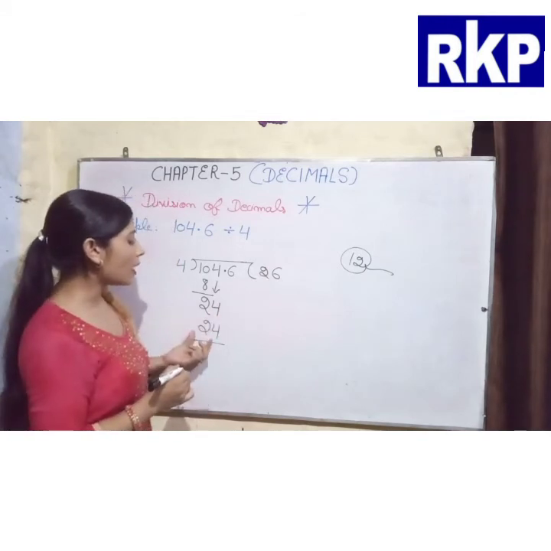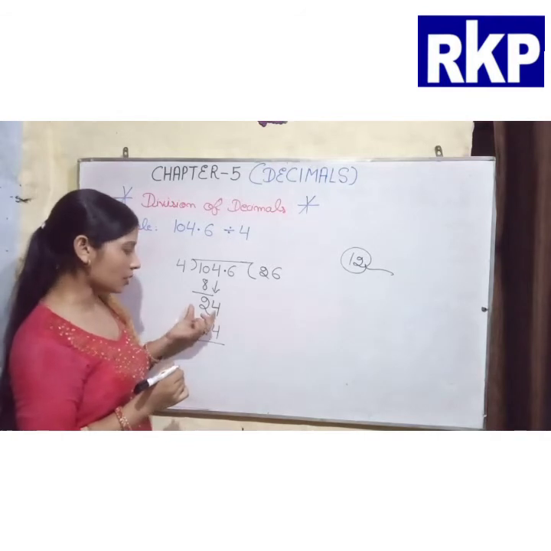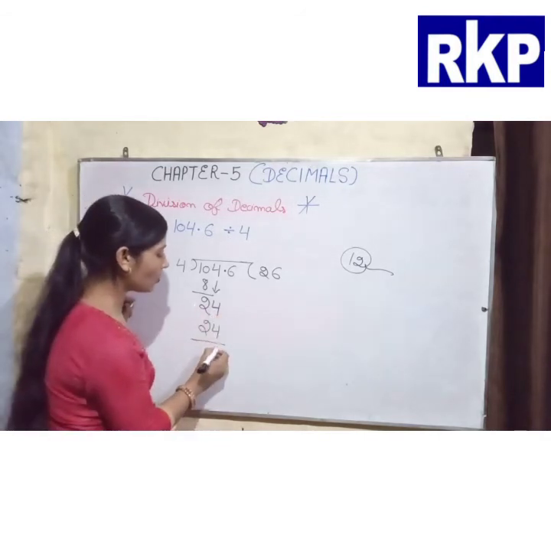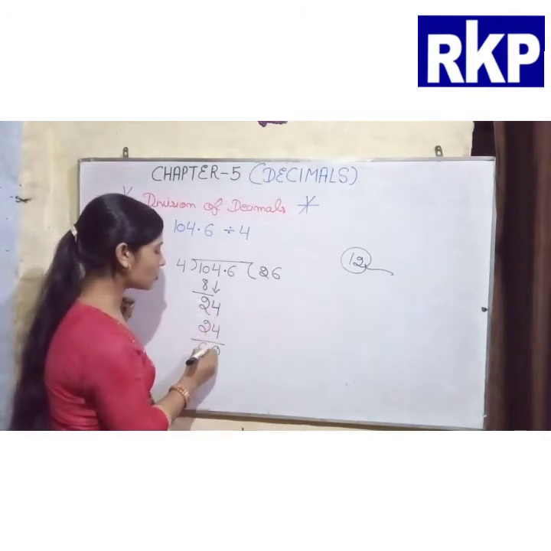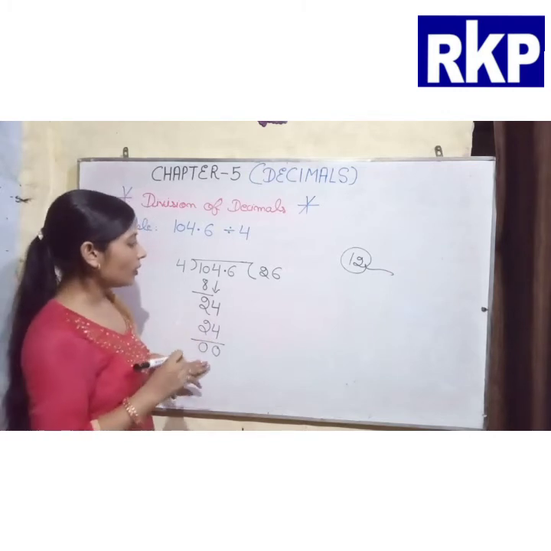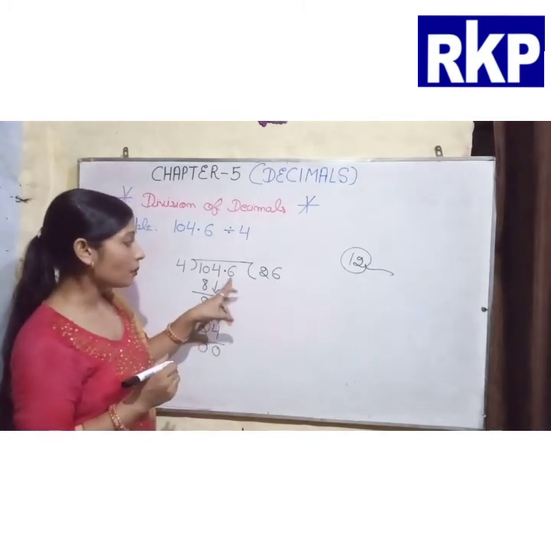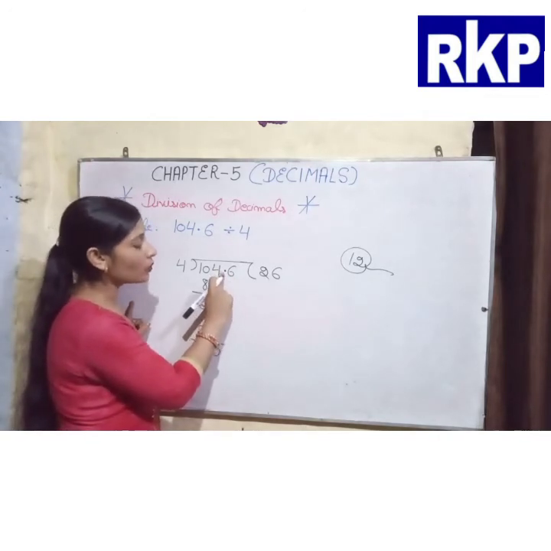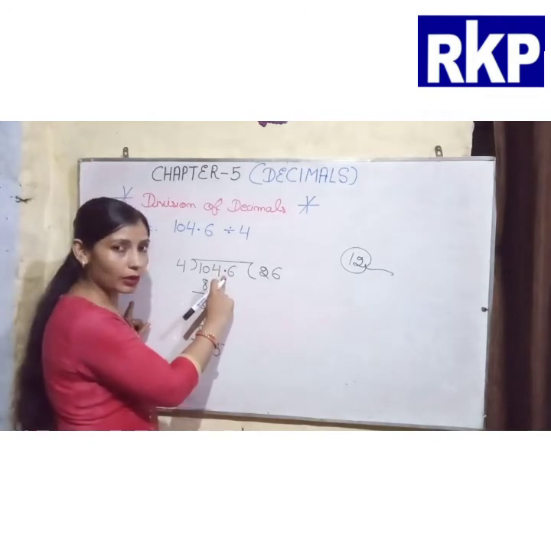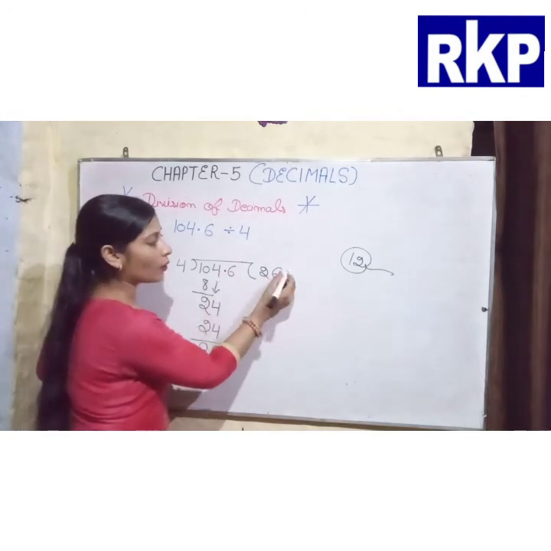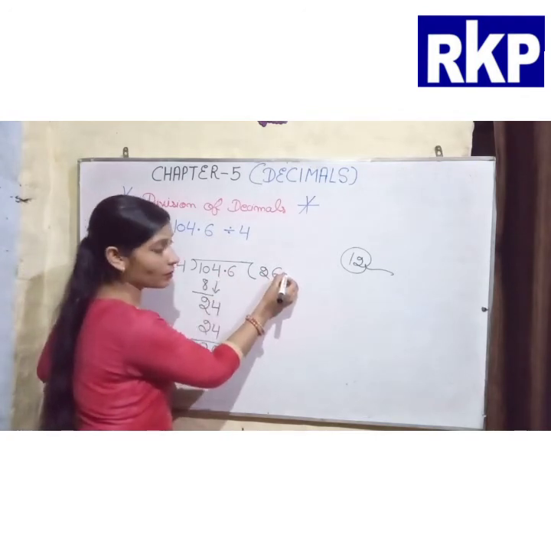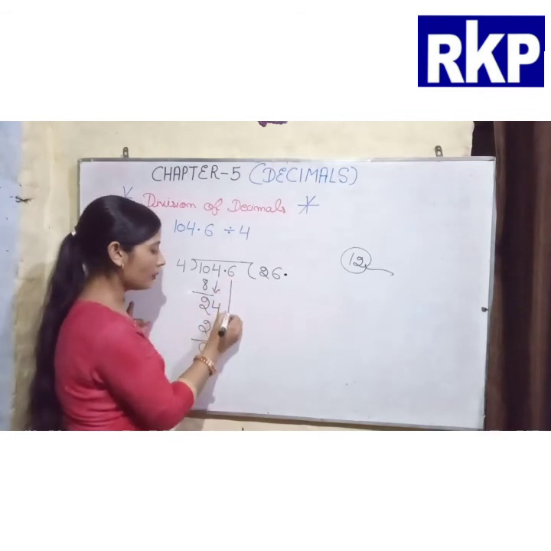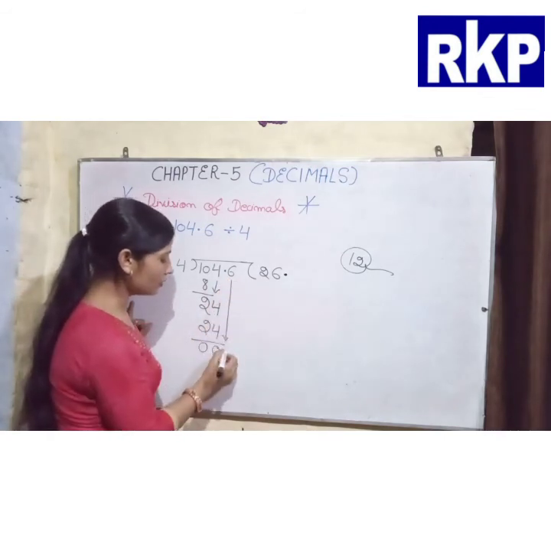Now we have to subtract 24 from this 24. 4 minus 4 is 0, 2 minus 2 is 0. Now the next digit is 6. But before 6 we have a decimal point, so we need to take care of this decimal point also. First of all, we have to put here the decimal point. Now bring down 6.